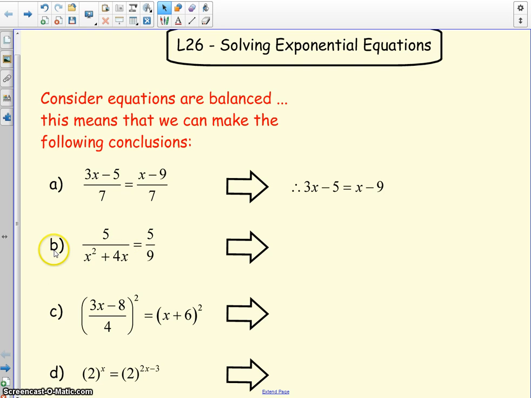If you look at B, if you have 5 divided by x squared plus 4x and 5 divided by 9, since both sides of the equation are completely underneath 5, both in the denominator, you can conclude that x squared plus 4x equals 9. And we can continue along the same vein. The left side of this equation is completely squared: 3x minus 8 over 4 all squared equals x plus 6 all squared. Well, taking the square root of both sides tells us that 3x minus 8 over 4 equals x plus 6.